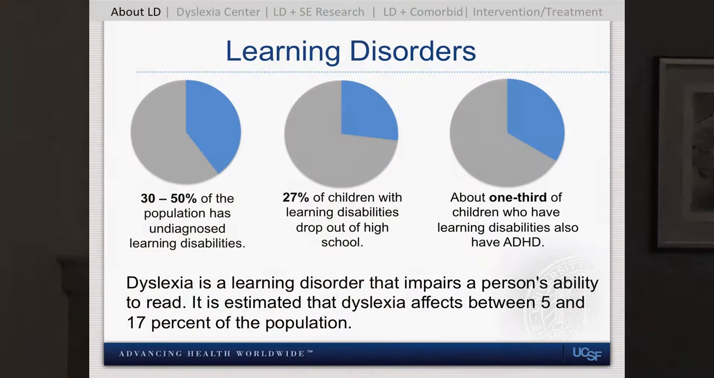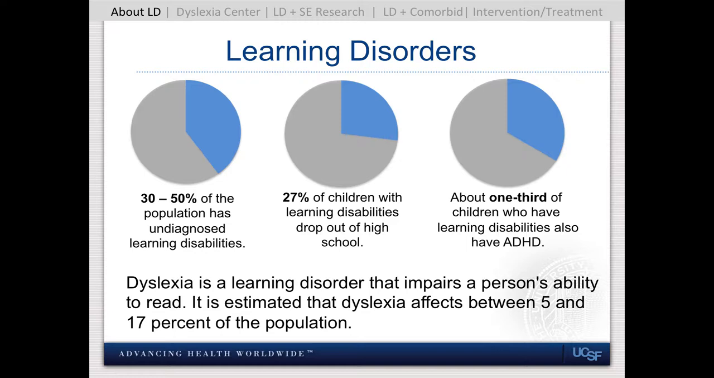We're talking about learning disorders. About 30 to 50% of the population has diagnosed or undiagnosed learning difficulties and challenges. 7% of children with learning disabilities drop out of high school. And about a third of children who have a learning disorder also have ADHD that goes along with it. So we're seeing that this affects a large part of the population. It often goes unrecognized, and so it's not fully treated. And not because of bad intentions, but because of a lack of overlapping education.